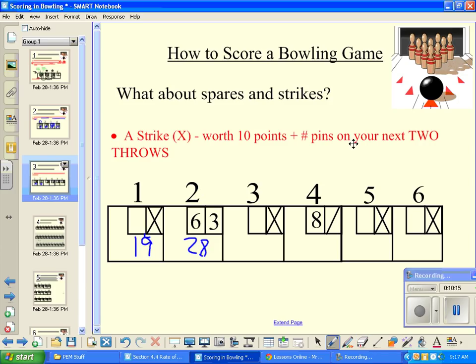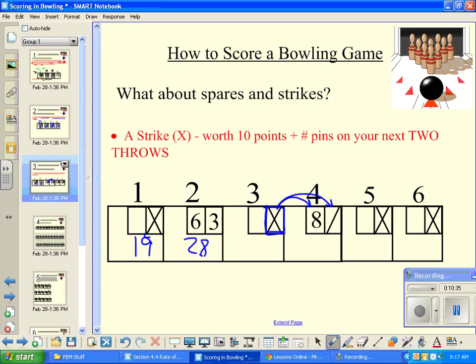Third frame, back to a strike now. So again, to learn how to score a strike: it's worth 10 plus the next 2 throws. On the next throw, I got an 8. And then on the following throw, this says I got the spare. That doesn't mean I got 10 more pins. This just means that I got the remaining pins that were left in that frame.